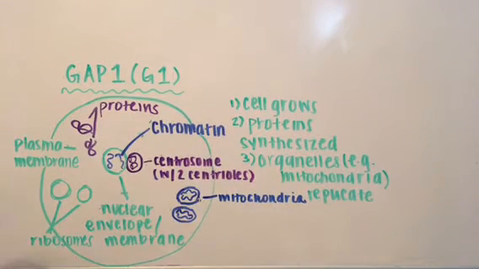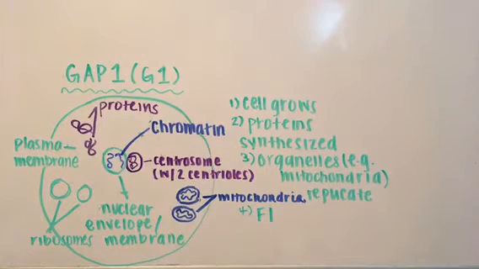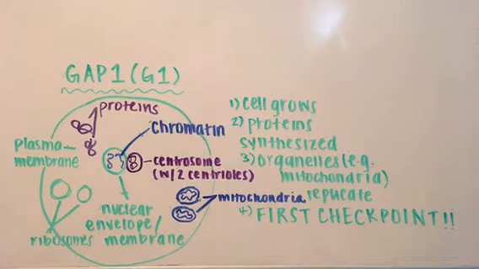As a cell moves from the gap 1 stage to the synthesis stage, it must check to make sure it meets the requirements for cell division. Essentially, the cell must decide whether or not to divide. The cell checks for numerous things.